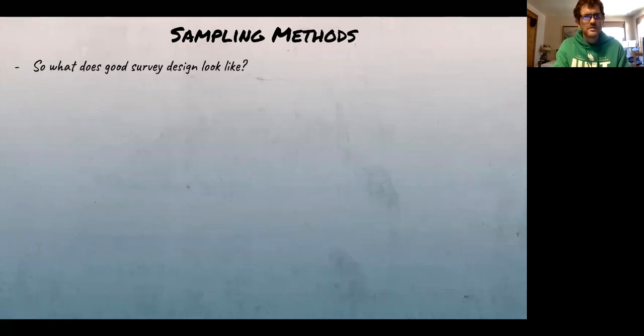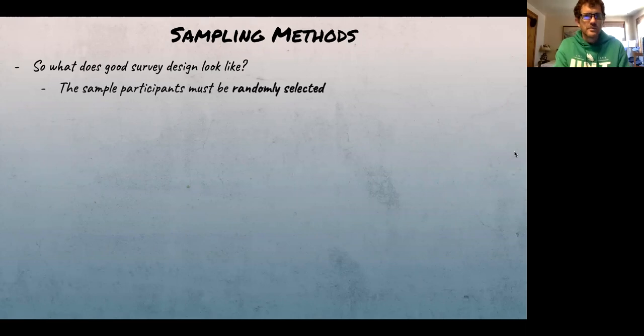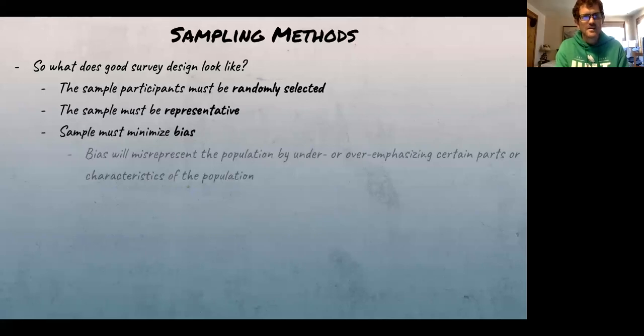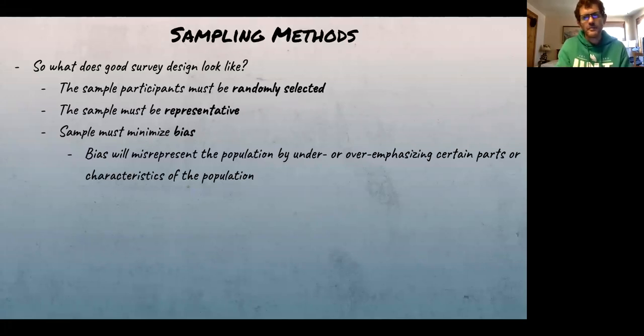Okay, so those are some bad survey designs or sampling designs. So here are some principles of good survey design. I should say sample design, but anyways, it must be randomly selected. The sample must be representative. The sample must minimize bias. We're going to talk about bias toward the end of class, and it's going to basically give you a skewed statistic at the end that doesn't match the true population parameter.